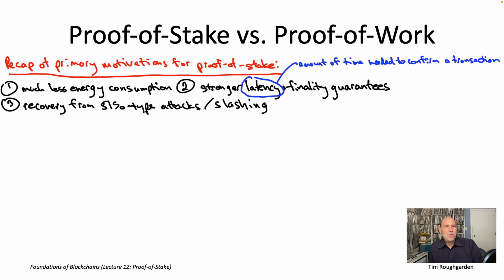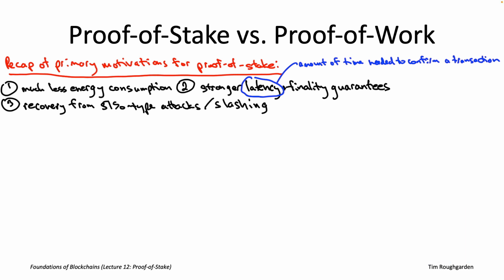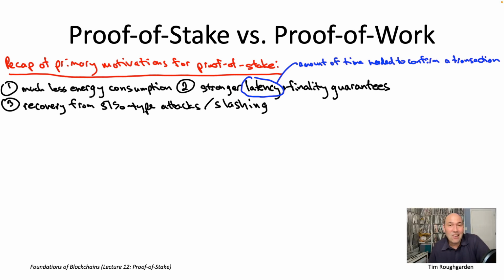And pretty much everyone also agrees that, all else equal, these are good things, right? Like, all else equal, why not use less energy? All else equal, why not have better latency and finality guarantees? All else equal, why not have more options for how to recover from 51% type attacks? The rub, of course, is that it's not all else equal. If you use proof-of-stake sybil resistance, there are some drawbacks, some disadvantages relative to proof of work. So the debate is really over: do the benefits of proof of stake outweigh the costs? That's the topic on which much blood and ink has been spilled over the past decade or so.